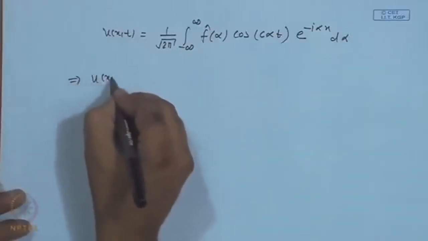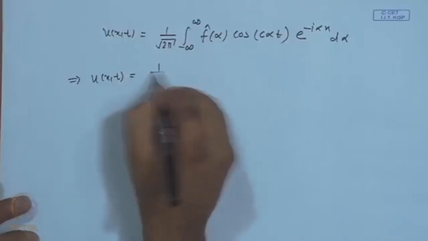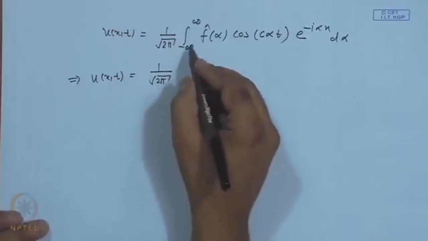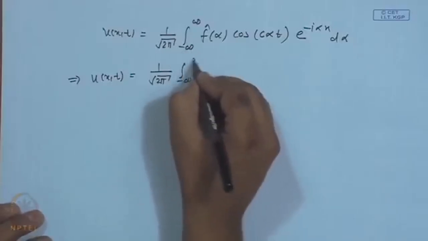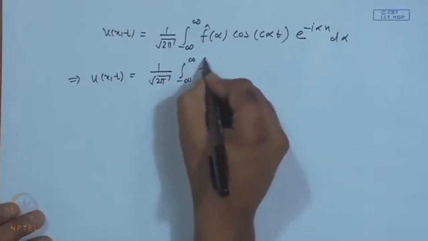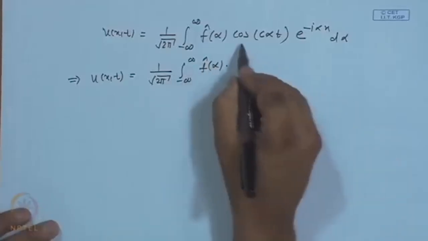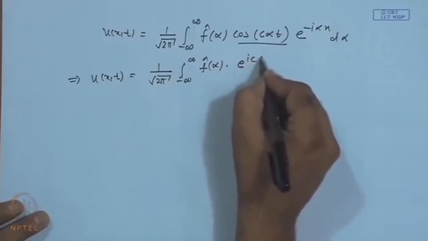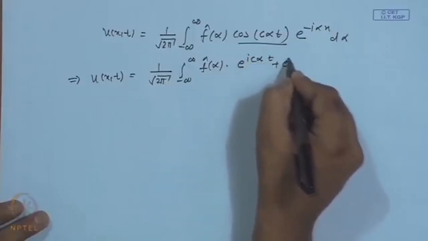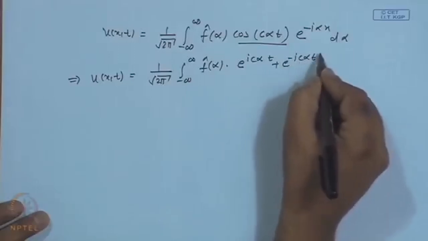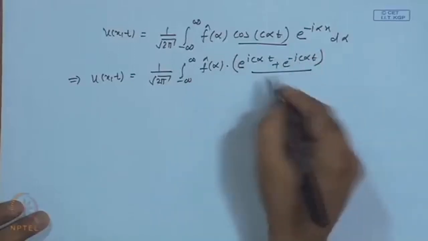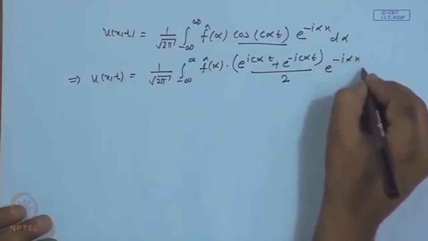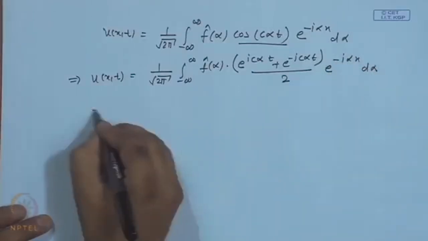So, u(x,t) is 1 over square root 2 pi, and this we take from minus infinity to plus infinity, f hat(alpha) as it is. This we write in terms of the exponential function: e^(i c alpha t) plus e^(-i c alpha t), divided by 2, and e^(-i alpha x) d alpha.